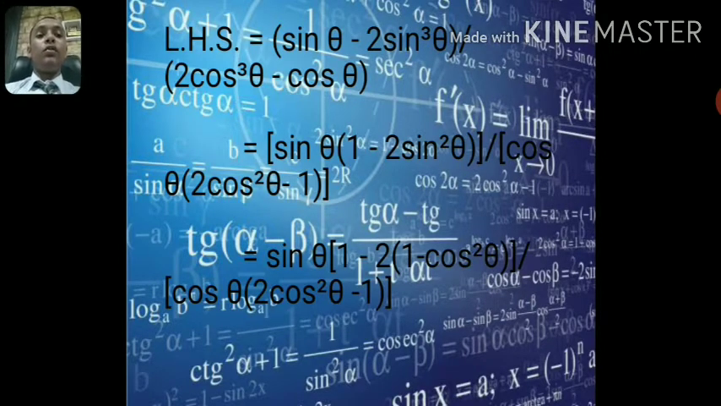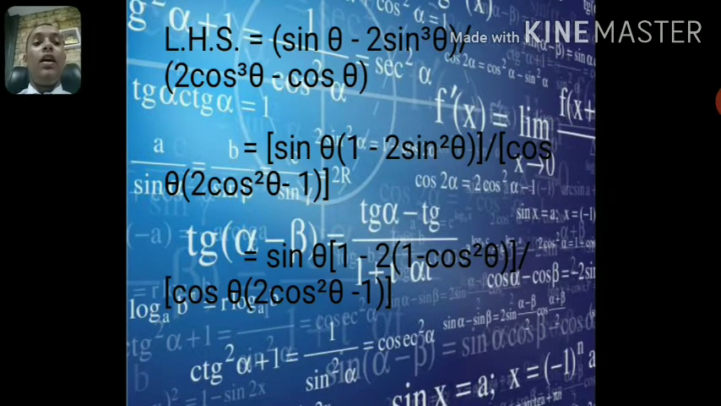LHS, which is equal to sin theta minus 2 sin cube theta, divided by 2 cos cube theta minus cos theta. The next step will be sin theta multiplied by 1 minus 2 sin square theta, divided by cos theta multiplied by 2 cos square theta minus 1. From the numerator we took out sin theta because it is common, and from the denominator cos theta is common, so we took out cos theta.